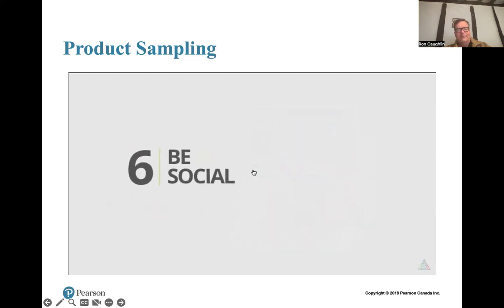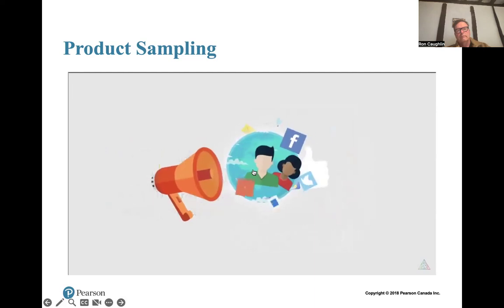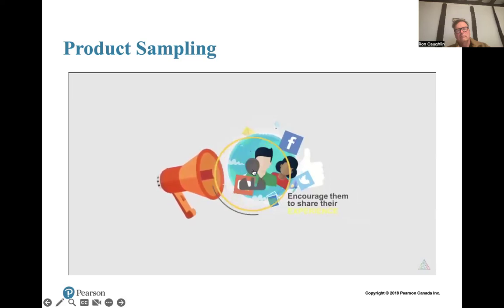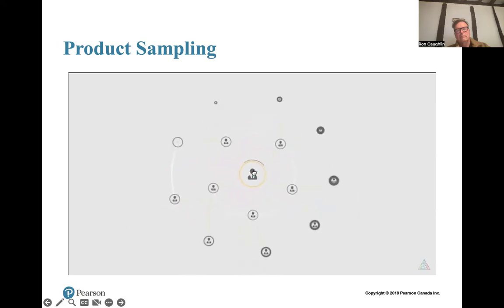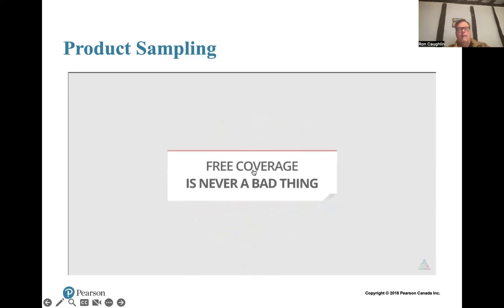6. Be social. Tell everyone what you're doing. Sampling is generally considered a gesture of goodwill, so encourage them to spread the word. Use your existing social networks to invite them to see you in the field and encourage them to share their experience and mention you in their conversations. Reach out to social communities who may have a similar audience, offering them sampling packs in exchange for a few mentions. Free coverage is never a bad thing.